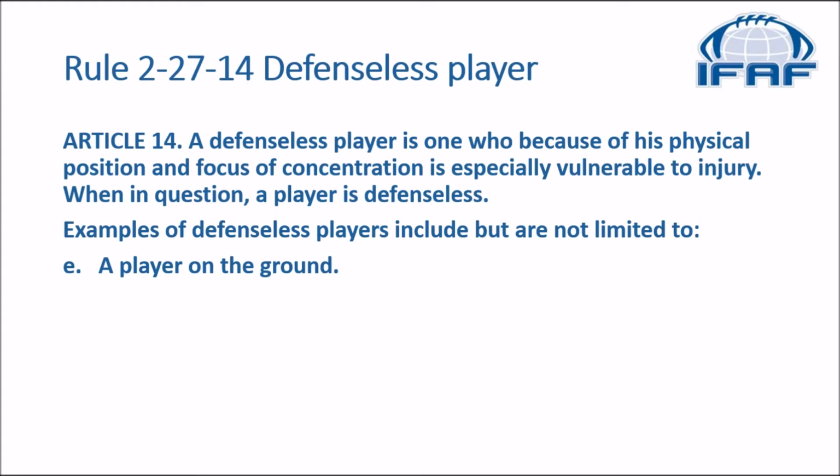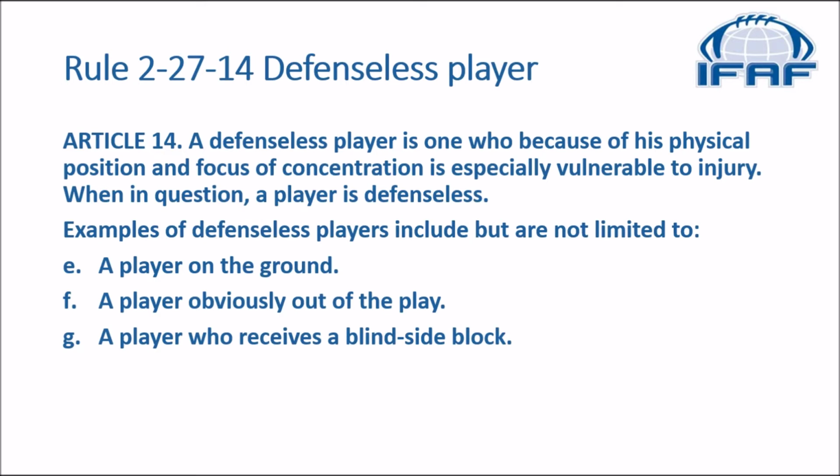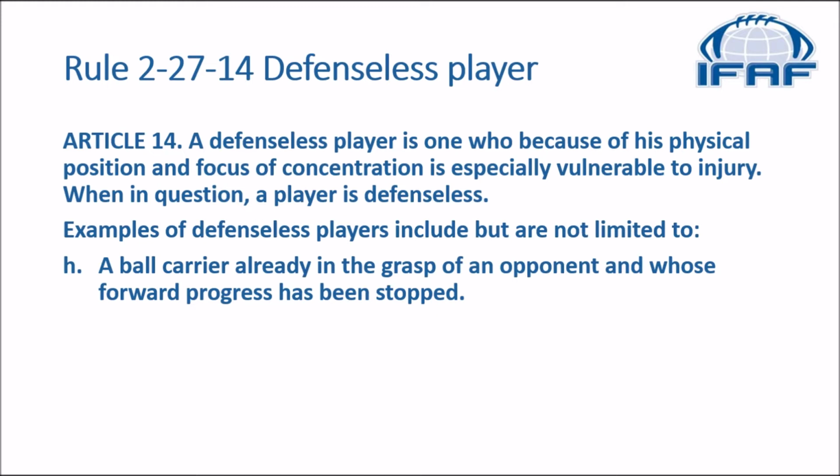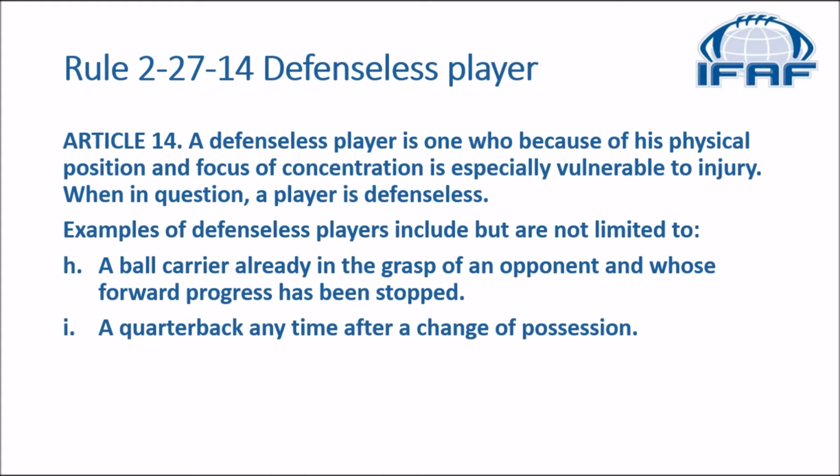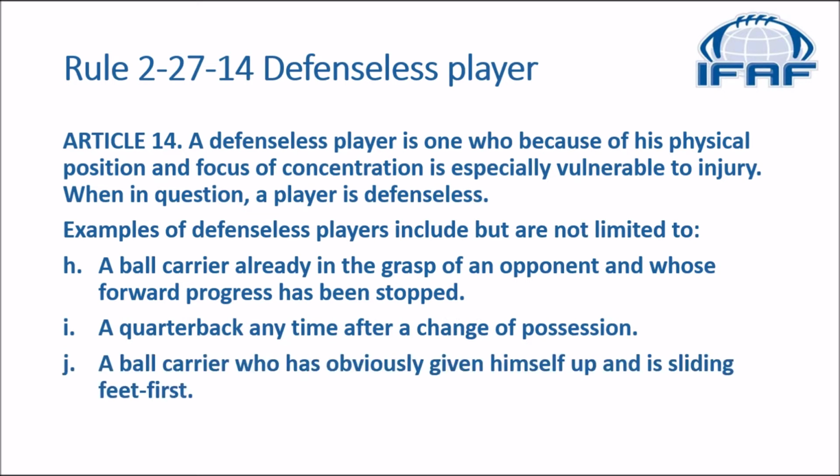E, a player on the ground. F, a player obviously out of the play. G, a player who receives a blindside block. H, a ball carrier already in the grasp of an opponent and whose forward progress has been stopped. I, quarterback anytime after change of possession. And finally, J, a ball carrier who has obviously given himself up and is sliding feet first.